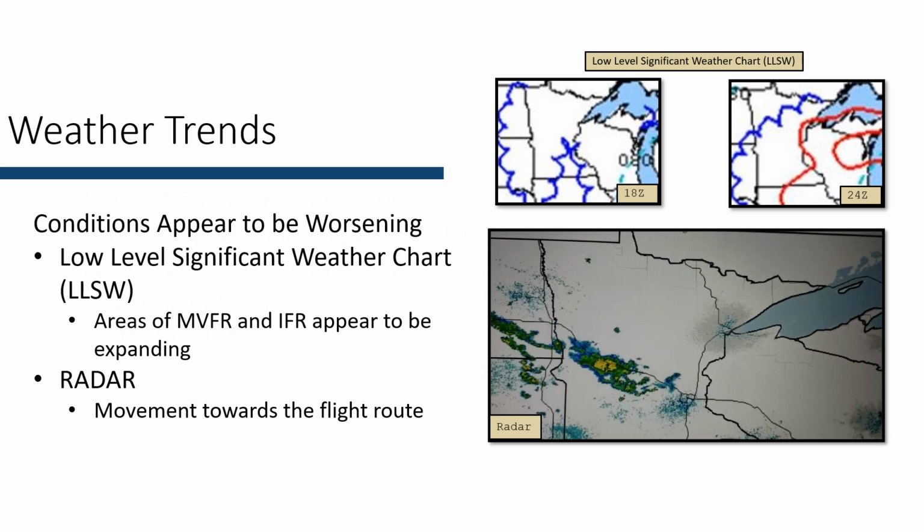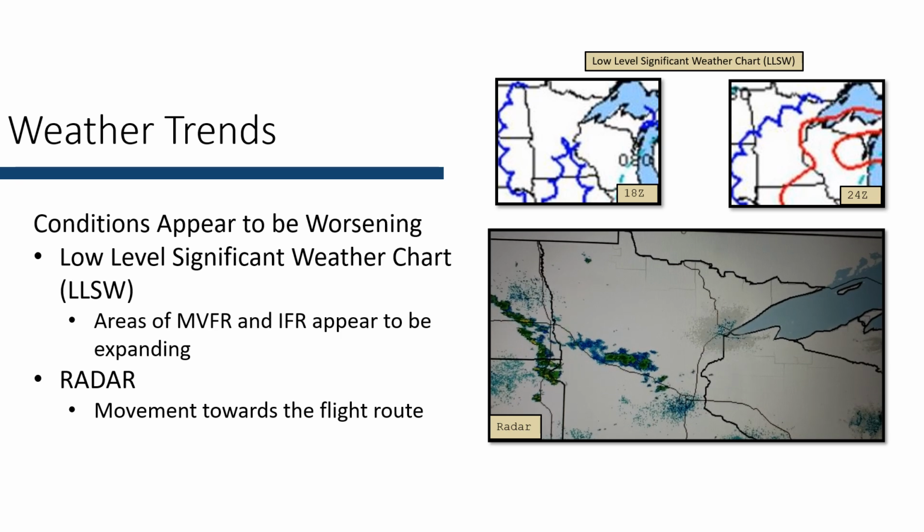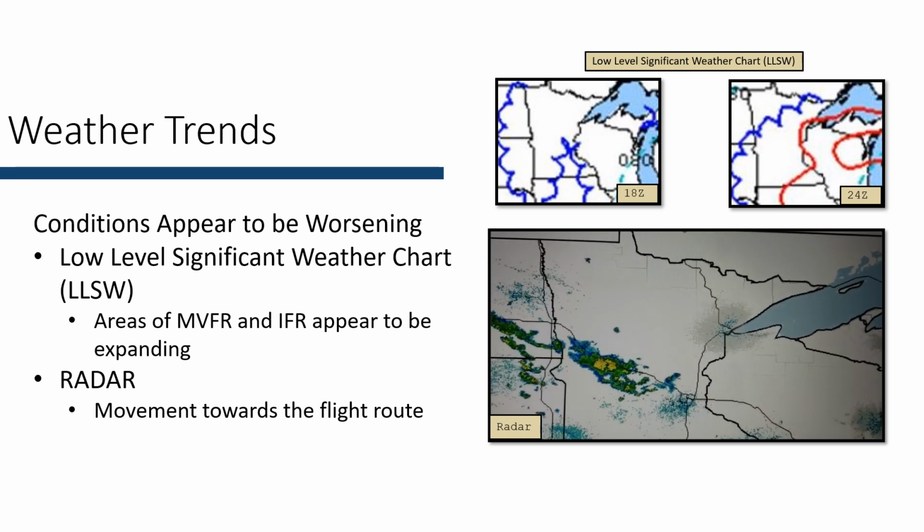Weather conditions appear to be worsening. This can be seen in at least 2 of the products we've reviewed. The first forecast for the low-level significant weather chart shows MVFR conditions at our destination airport around your estimated arrival time. You can also see IFR conditions present just north of the destination airport. When you look at the next low-level significant weather chart, the areas of MVFR and IFR conditions have spread, and your destination airport is now within the red enclosed area with IFR conditions. Radar is also showing movement toward the flight area.